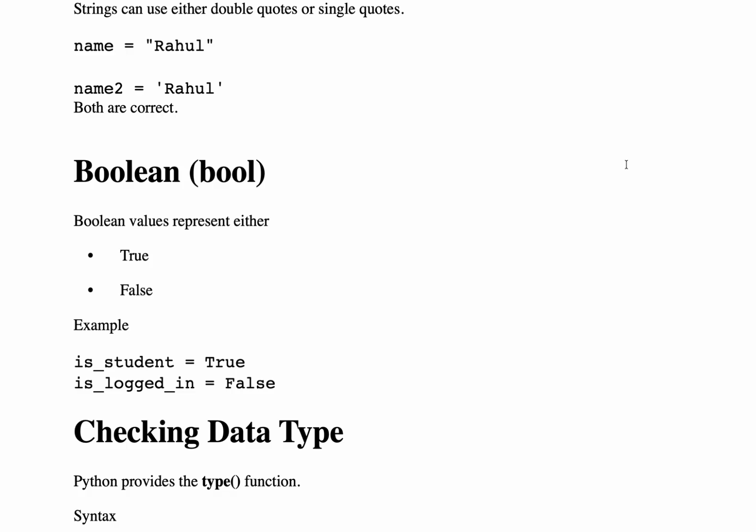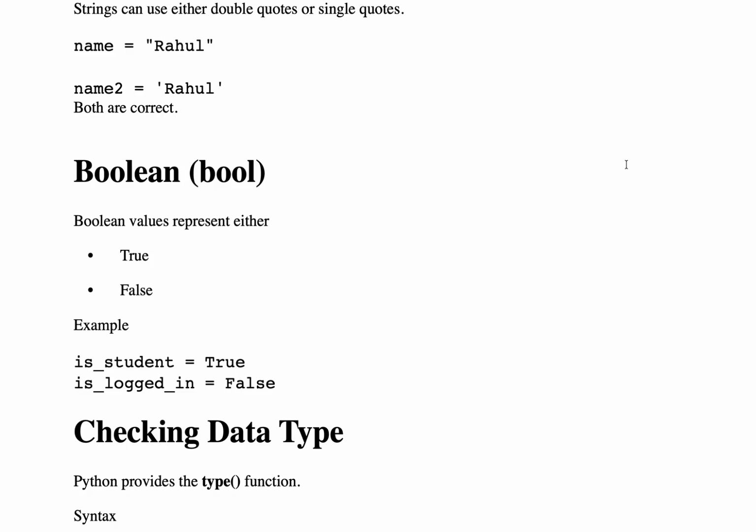So before moving ahead, let's have a quick recap. We know that a variable stores a particular type of data. Python automatically identifies that type. This is called dynamic typing. We have learned four important data types today. Integer stores whole numbers, float stores decimal numbers, string stores text enclosed in quotation marks, boolean stores only true or false. These are the four data types you will use almost every day while programming in Python.